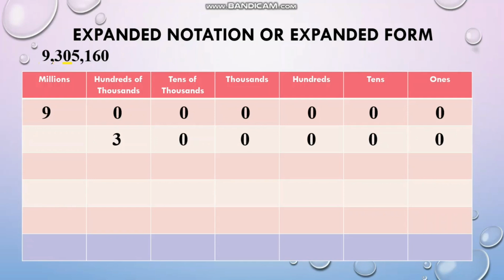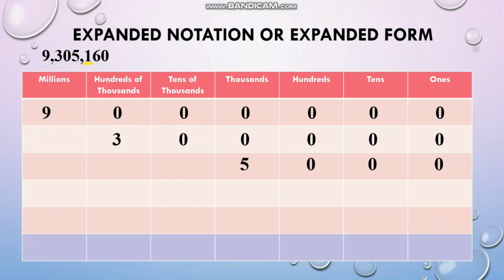Let's look at the third digit, 0. Now since 0 holds no value in the tens of thousands place, we don't need to write that in the row. So let's go to the next digit, the fourth digit, which is 5. The digit 5 is in the thousands place. So we write in the third row under the heading, in the thousands column, 5 and 0 in the rest of the columns.